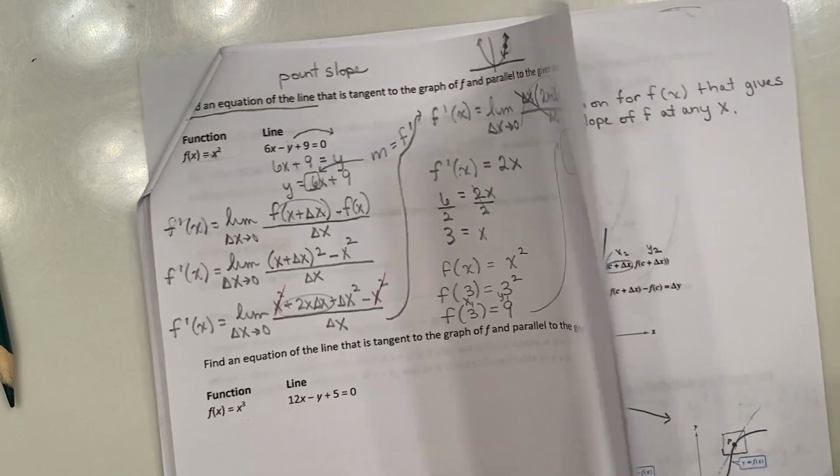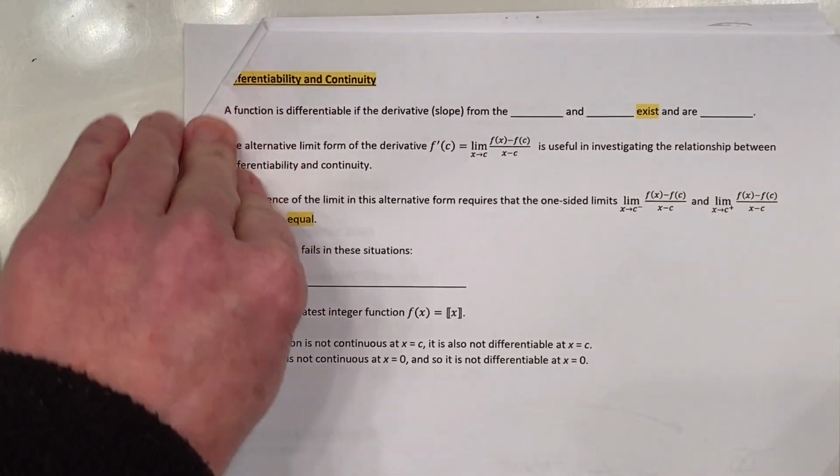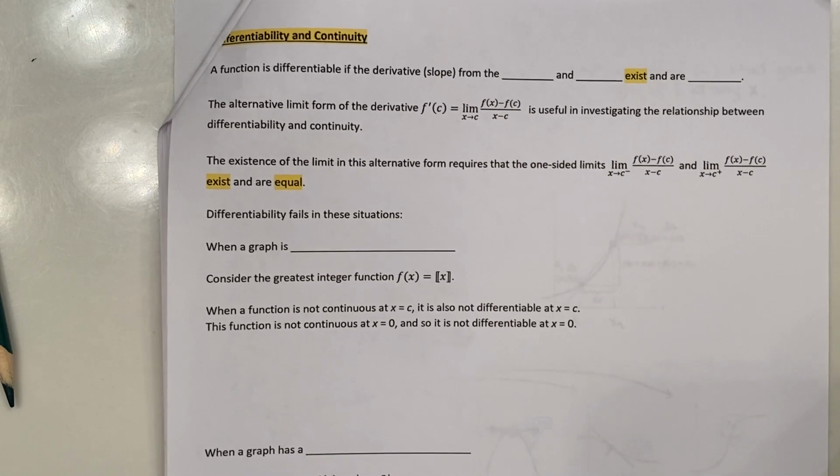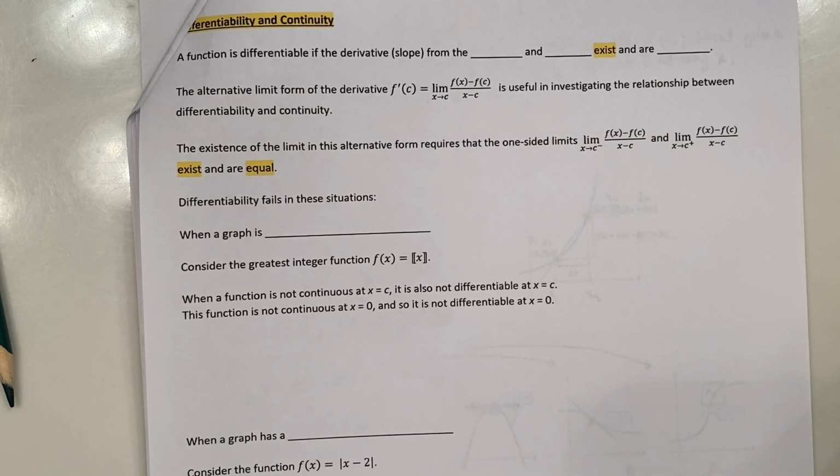And then finally, we need to discuss differentiability and continuity. Hopefully you're taking brain breaks along the way, because there's a lot of information. So this page deals with differentiability and continuity. We all know what continuity means. Informally, it means you can draw a graph without ever lifting your pencil.